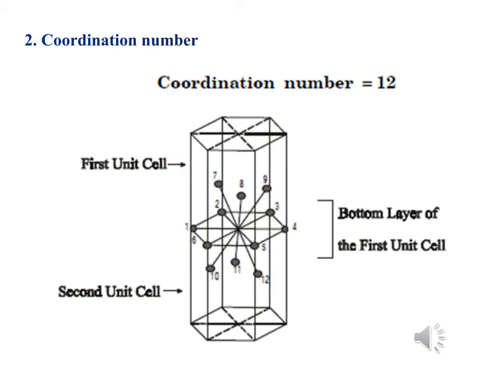Let us consider 2 unit cells: first unit cell, second unit cell. Unit cell 1: top layer 1 and bottom layer 1. Unit cell 2: top layer 2 and bottom layer 2. Unit cell 1 has 3 middle layer atoms inside, and unit cell 2 has 3 middle layer atoms inside.